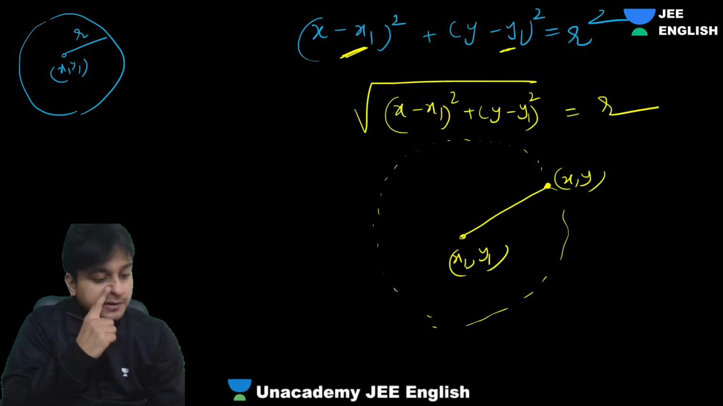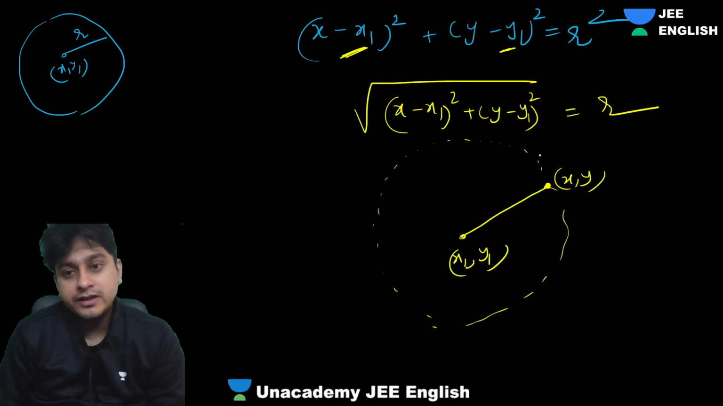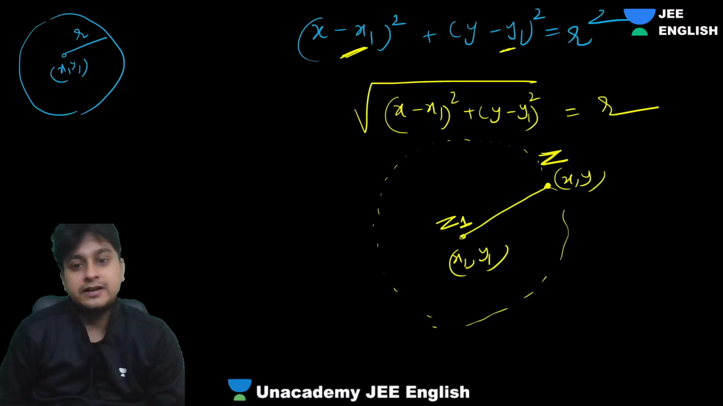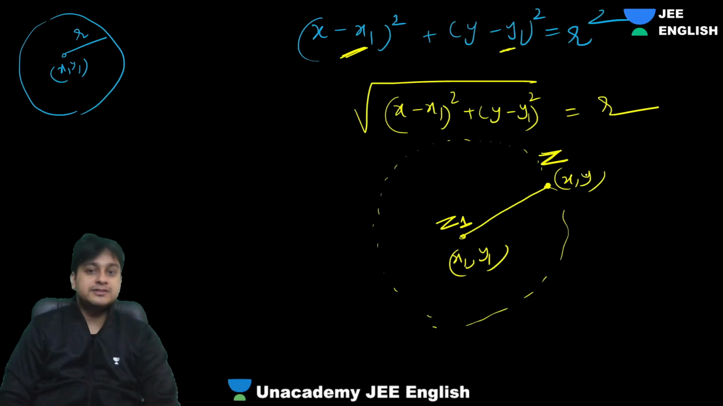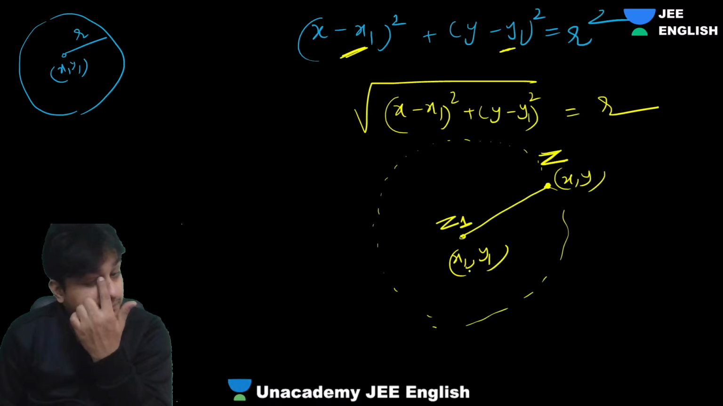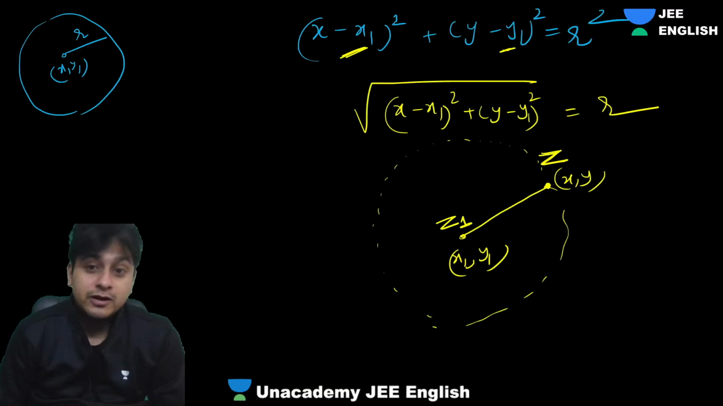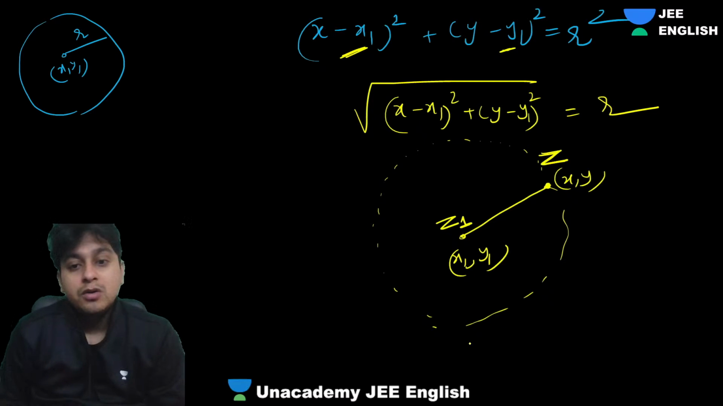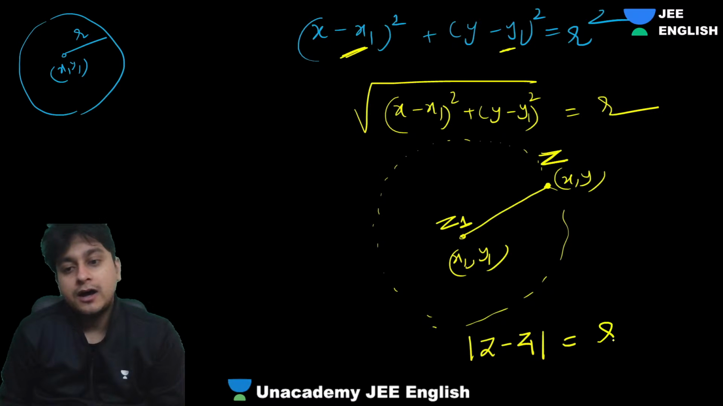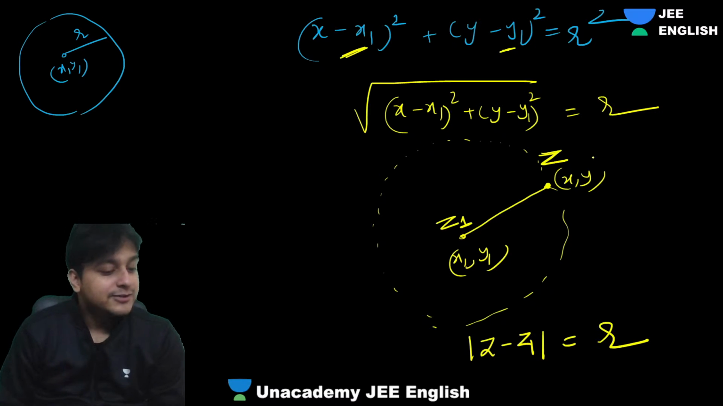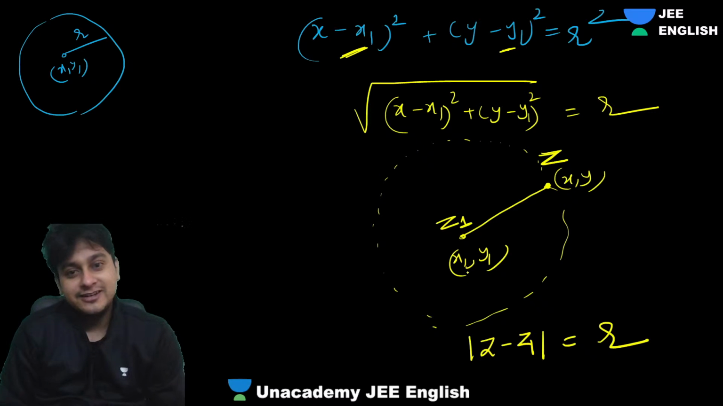Are you getting my point? So this is denoting a complex number z, and this is denoting a complex number z1, right? Because z means x plus iy, z1 will be x1 plus iy1. So it is the distance between z and z1. So we denote it by mod of z minus z1 equals to r. Understood? So this actually denotes a circle.